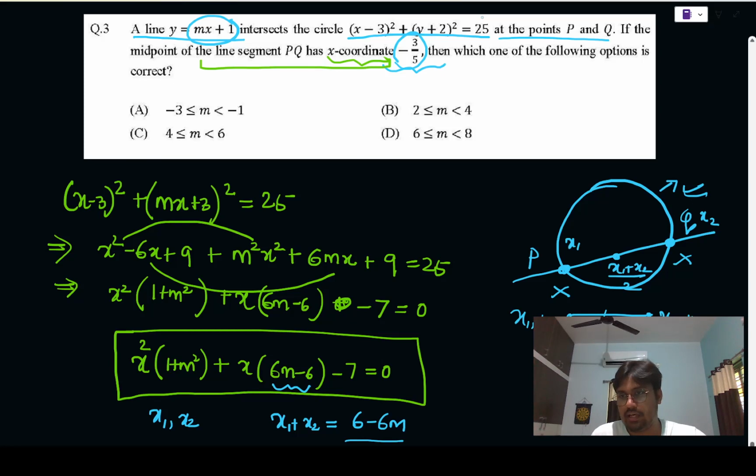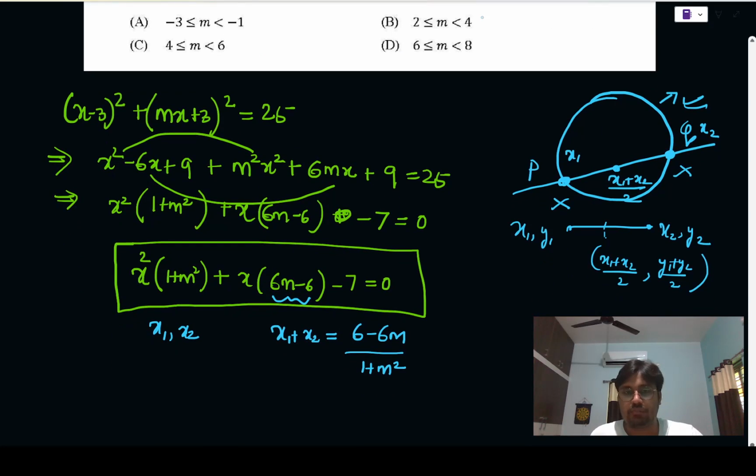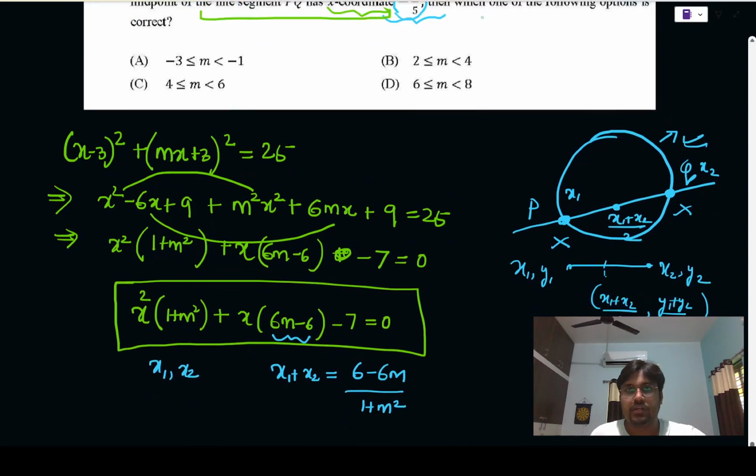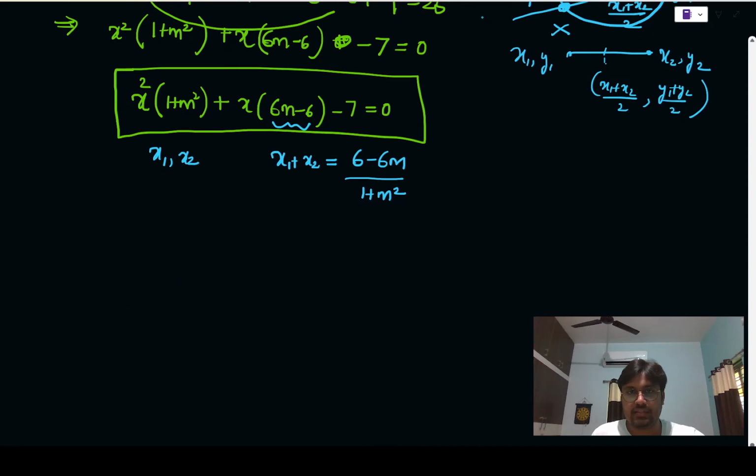So assuming that this line intersects the circle at two points x1 y1 and x2 y2, the midpoint will be x1 plus x2 upon 2, which happens to be half of the sum of the roots of this equation. So basically, literally what they have given us is this divided by 2 is minus 3 upon 5. We can just solve this equation now.